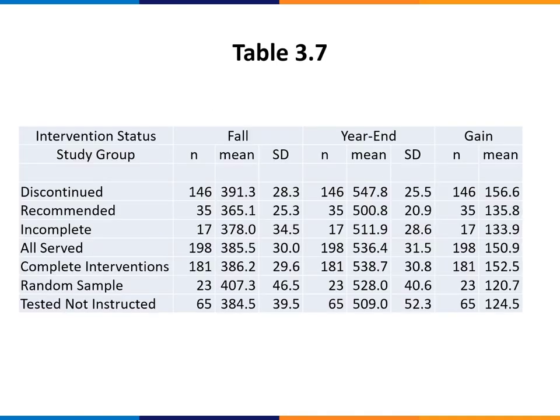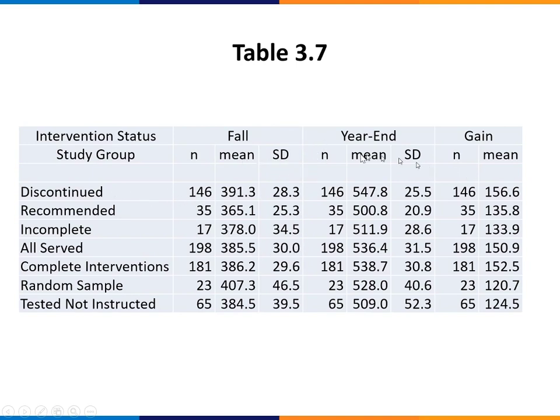And then we have table 3.7, which is the growth on the OS total score from the start of the school year to the end of the school year by different student groups. So we have different student groups down the long left-hand side here: discontinued, recommended, incomplete, all children who were served, completed interventions are full program children, and then any random sample or tested not instructed students in your data. And then their fall scores are here. So once again, remember N is how many kids were used in the calculation. And then you'll find the mean or the average score, and then a standard deviation.